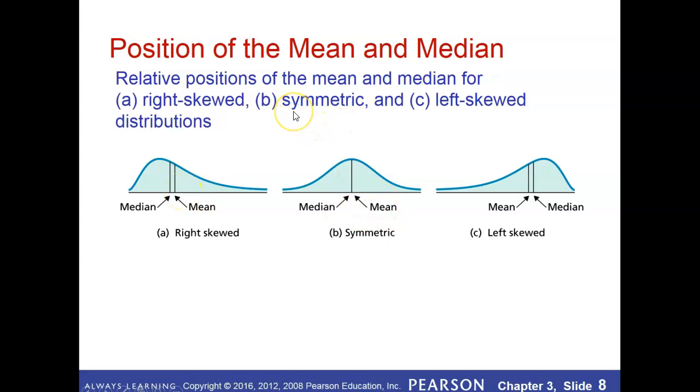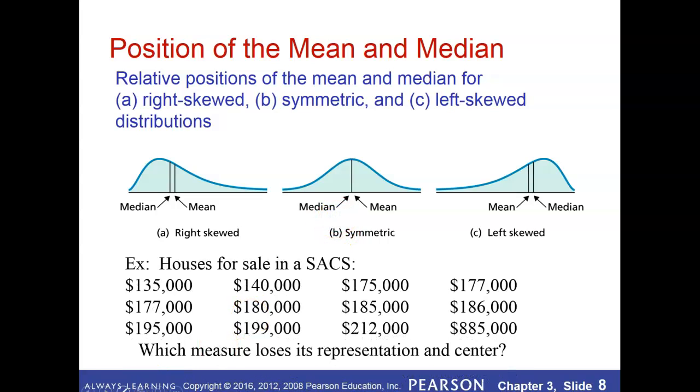If it's symmetrical, okay, then the mean and the median are going to be the exact same data points. And if it is skewed to the left, then the mean is going to be pulled to the left in this direction, because these really small numbers are going to pull the average that way, but the middle score would still be the middle score.